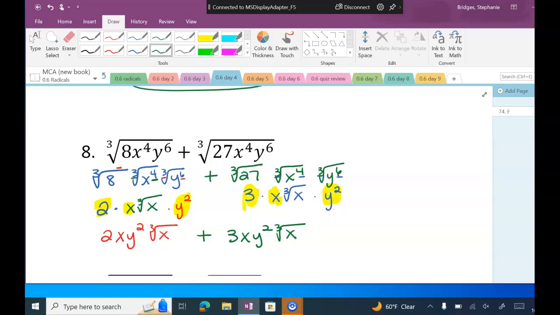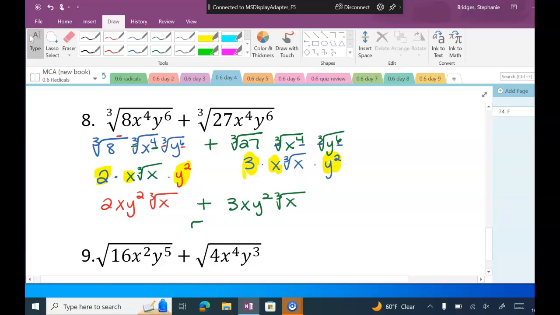What is 2 plus 3? 5. So we're going to get 5. And then everything else is going to stay the same. 5xy squared times the cube root of x would be my final answer there. Again, if that x in the first one had a different exponent besides 1, we would not be able to add them. But because they were the same, we can.